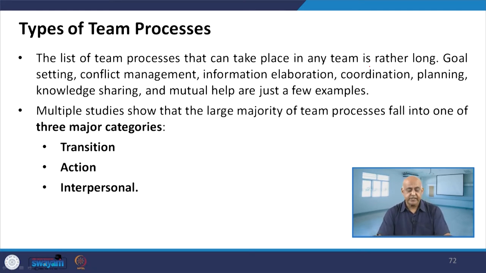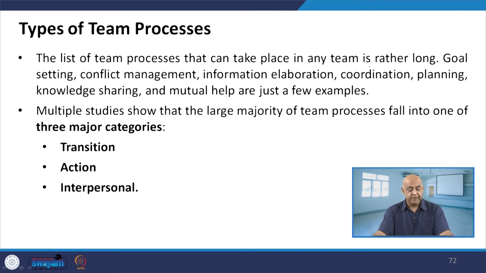The list of team processes that can take place in any team is rather long: goal setting, conflict management, information elaboration, coordination, planning, knowledge sharing and mutual help are just a few examples. So therefore, whenever we want to get the work from the team members, right, we should be able to handle the goal setting, conflict management, information elaboration, coordination, planning, knowledge sharing and other mutual help for doing certain jobs.